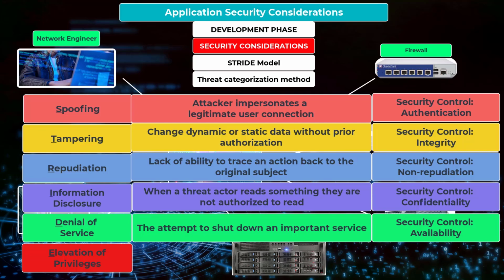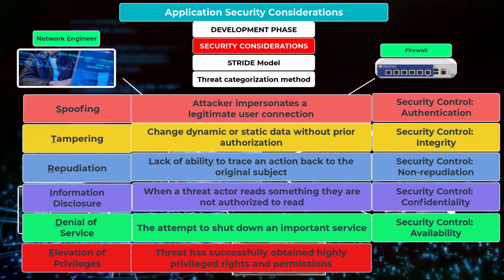The E stands for elevation of privileges, which means that a threat has successfully obtained highly privileged rights and permissions that are given to those with more responsibilities or access to a system. At its core, the threat has gained access to data or information that has been classified as having high value. And how do we best try to reduce anyone gaining more permissions than they're supposed to have? Authorization. The security control concept of authorization.